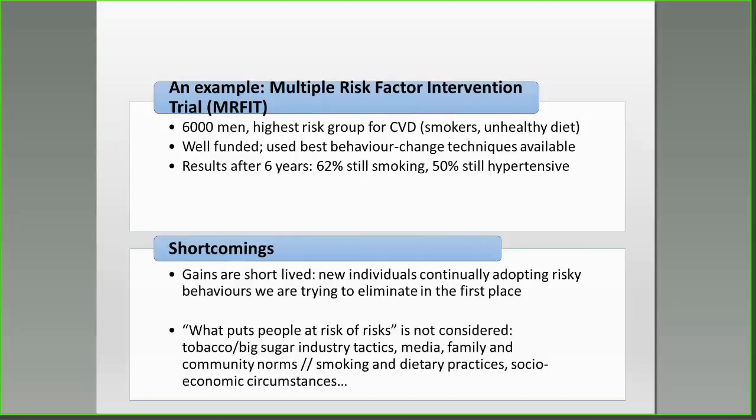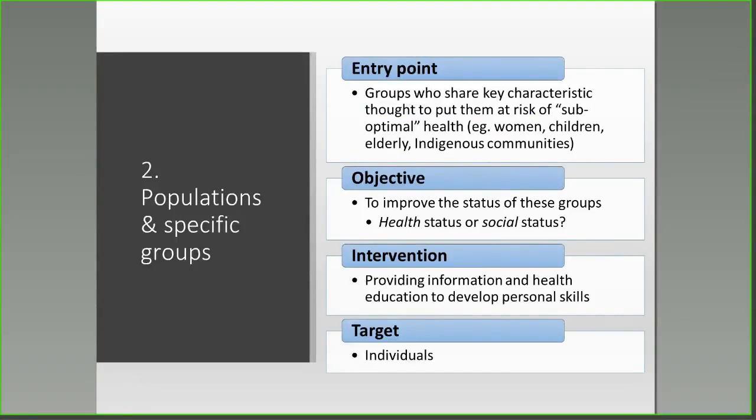And this is probably because the factors and the mechanisms that put people at risk of risks are not taken into account. So in other words, the individuals and their behaviors are not considered within their wider social context, which might involve such things as industry tactics, community norms regarding healthy eating or smoking, and the socioeconomic circumstances within which people live.